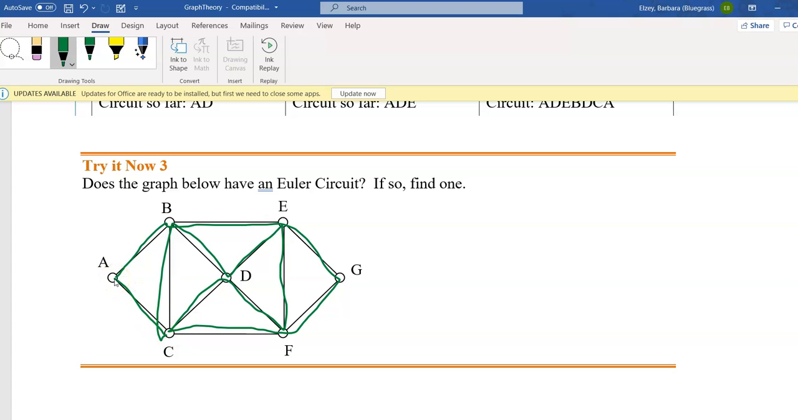So I've covered every single edge one time. Now remember, I can go to the vertices as many times as I want. I can only cover the edges once each. Don't cover an edge twice.